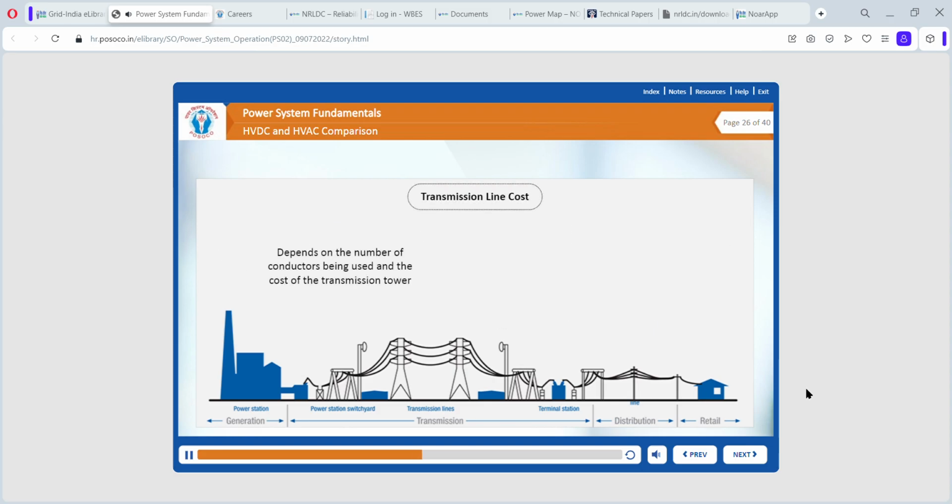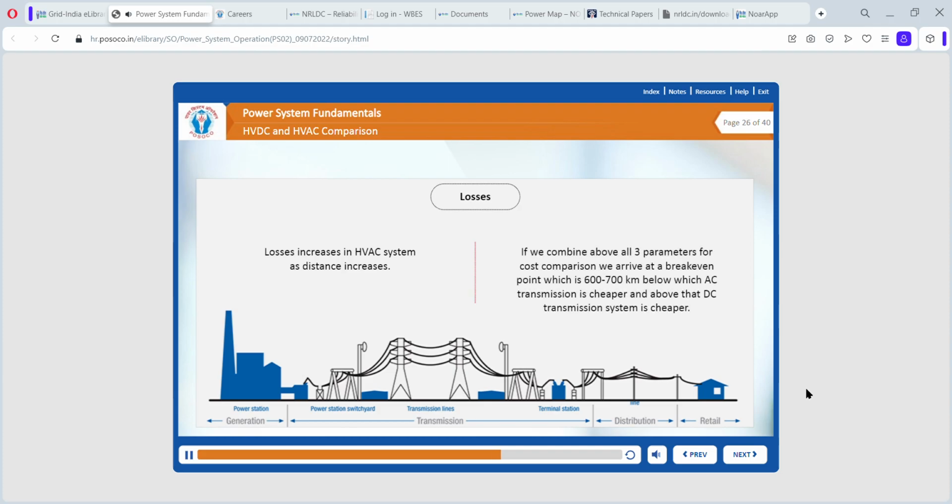The transmission line cost depends on the number of conductors being used and the cost of the transmission tower. In the case of conductors being used for transmission, the HVDC transmission requires only two conductors, while the HVAC transmission system requires 3 or more conductors. Losses increase in HVAC system as distance increases. If we combine all three parameters for cost comparison, we arrive at a break-even point which is 600 to 700 km, below which AC transmission is cheaper and above that DC transmission system is cheaper.